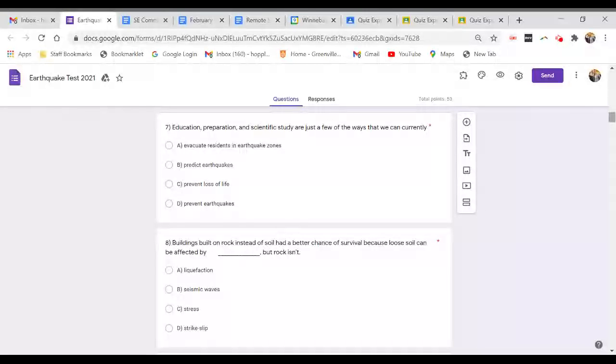Question 7. Education, preparation, and scientific study are just a few of the ways that we can currently evacuate students, residents in earthquake zones, predict earthquakes, prevent loss of life, or prevent earthquakes.